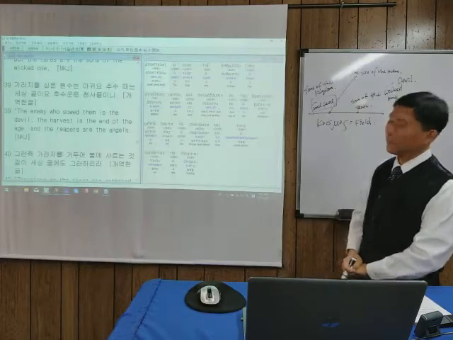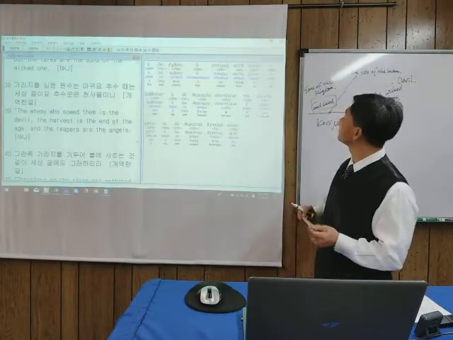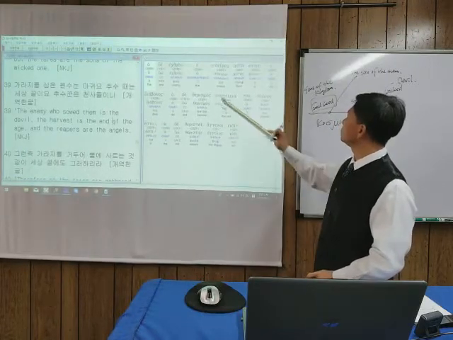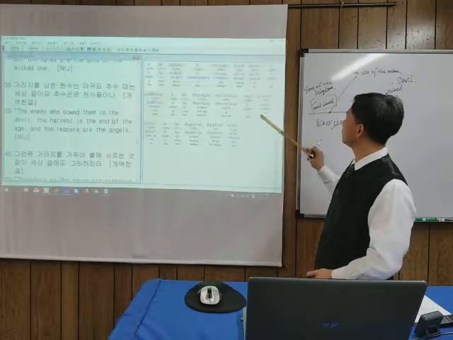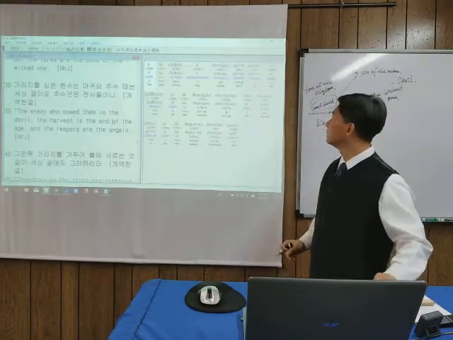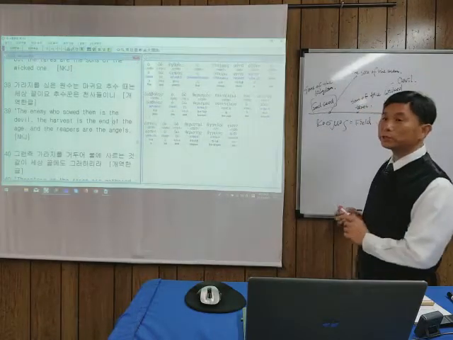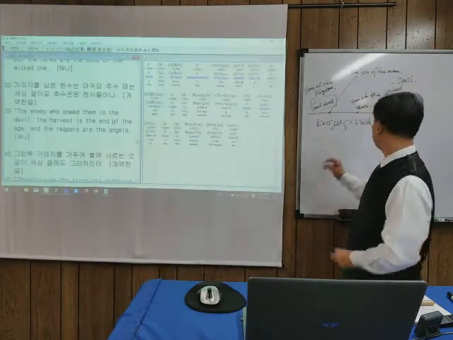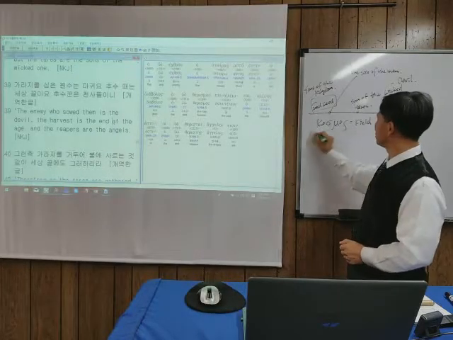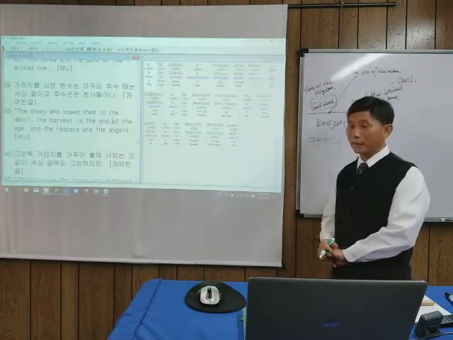The harvest is the end of the age. So when you look at the end of the age, sunteleia, you see? The end, right? Sunteleia tou aionos. Aion is age. They translate sunteleia as the end, but sun is a preposition. Sun means together. Teleia means the conclusion, end, result.